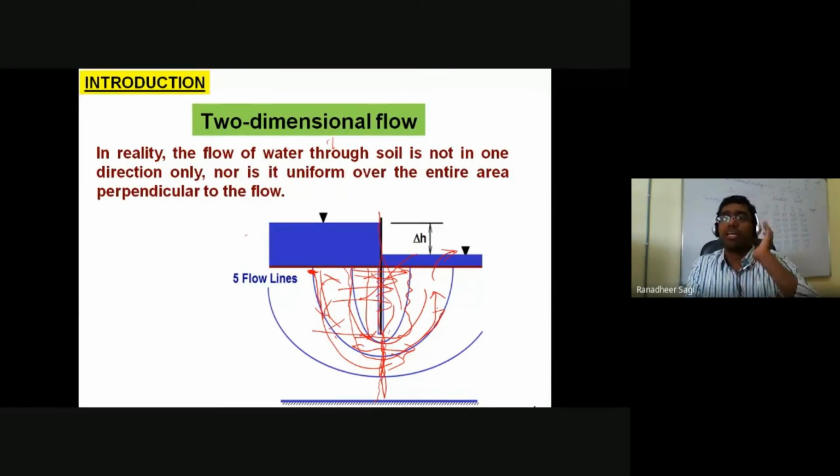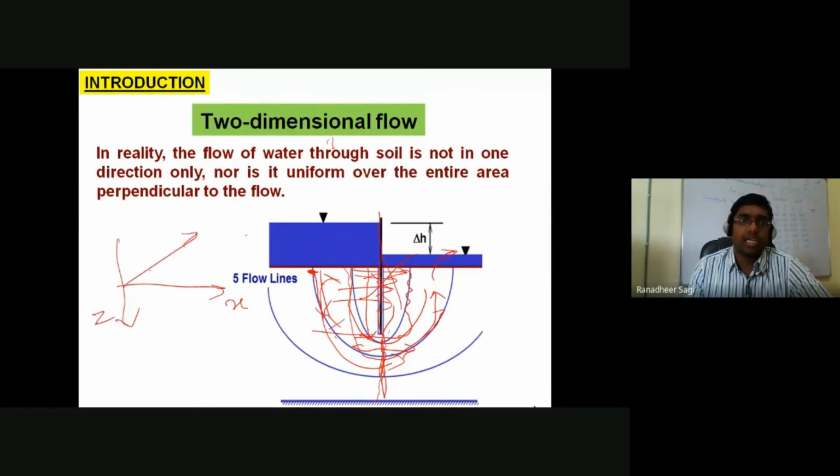Sir, why not in the third direction? Most of the time in geotechnical engineering, this direction we consider as the x-axis, the vertical as the z-axis, and the direction perpendicular to my board or laptop as the y-axis. So vertical is z, horizontal is x, and perpendicular to the board is y.